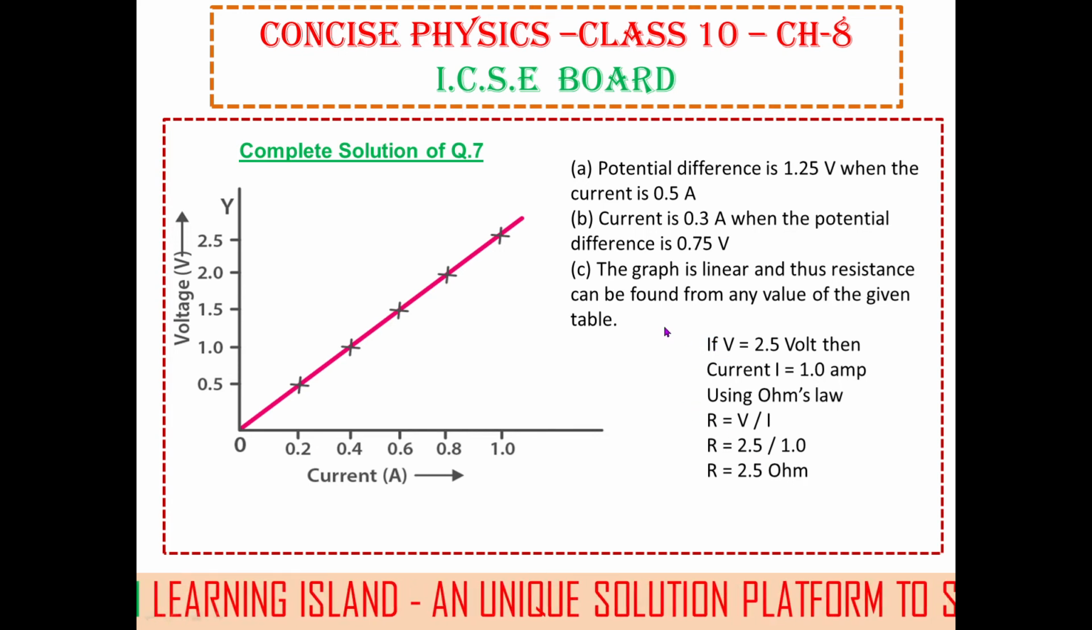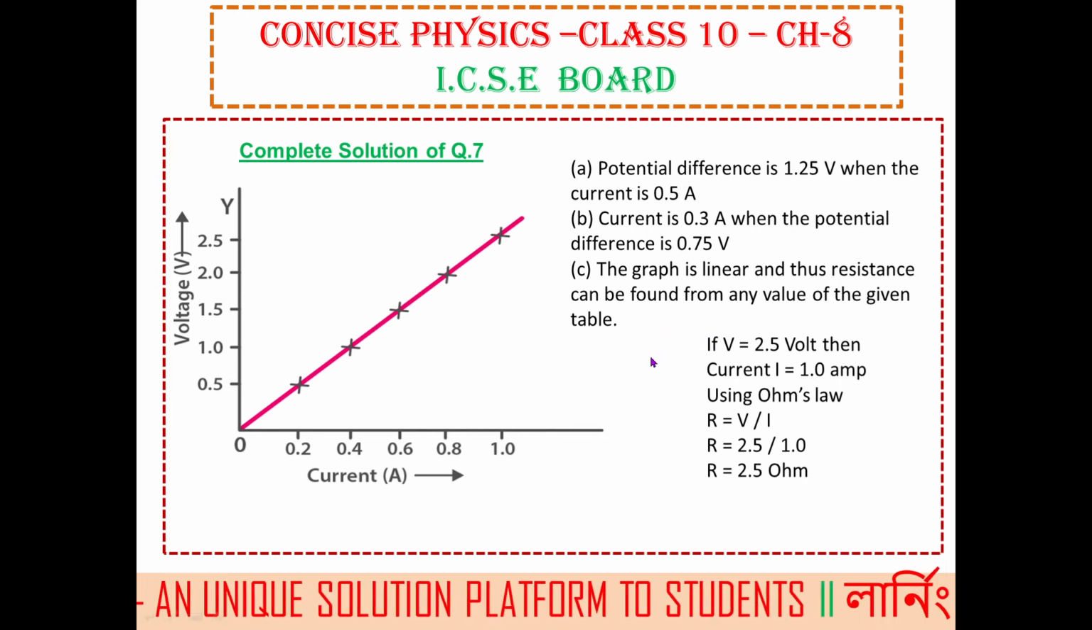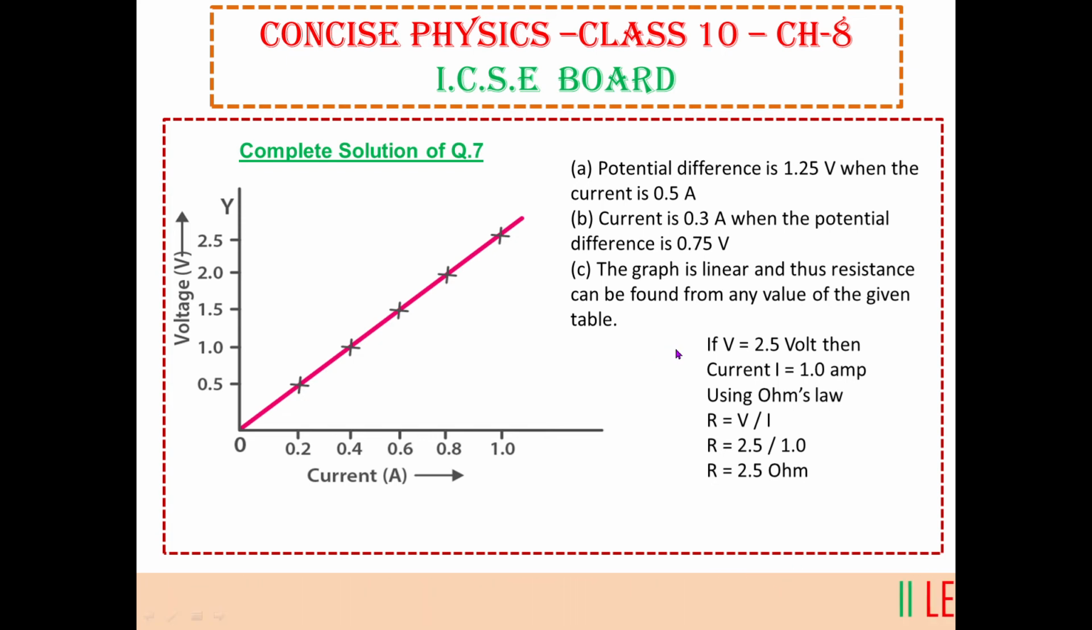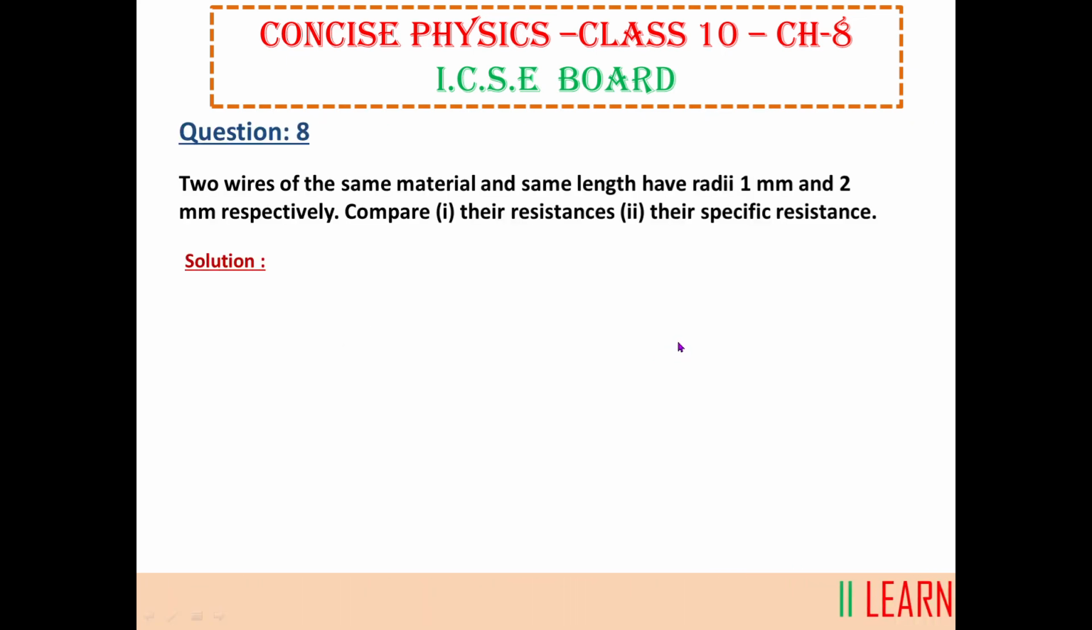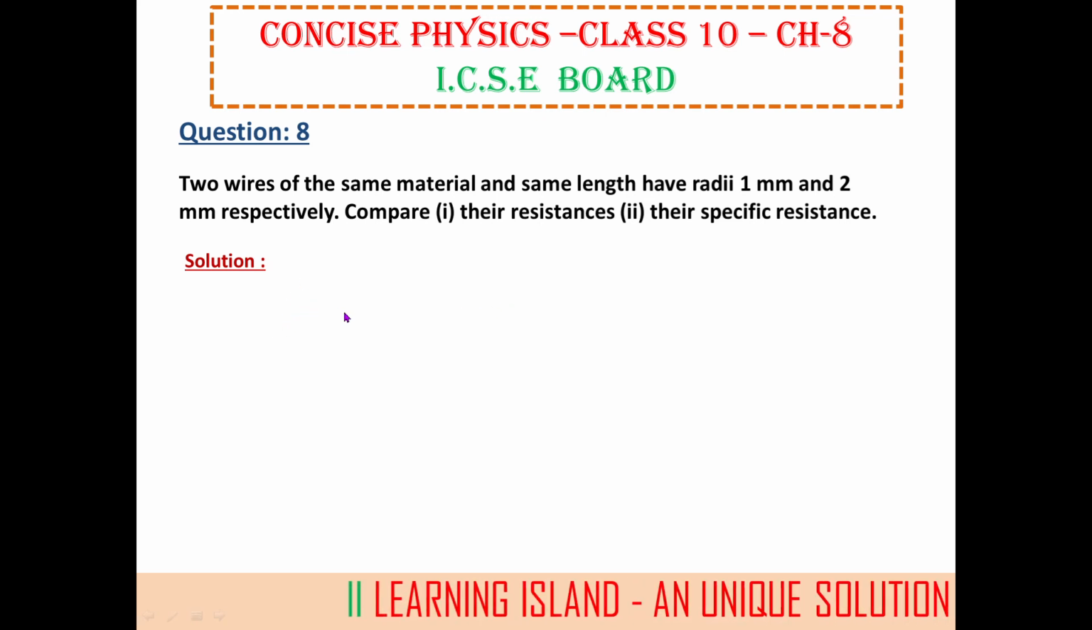So hope this is clear to you. Now let us go to question number 8. This is the last question of this video. So here it is mentioned that two wires of the same material and the same length have radius 1 millimeter and 2 millimeter respectively. Compare their resistance and their specific resistance.